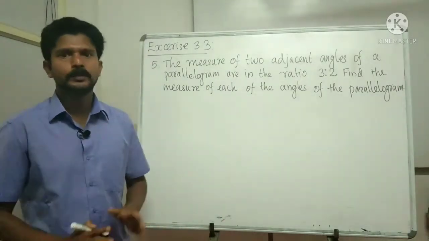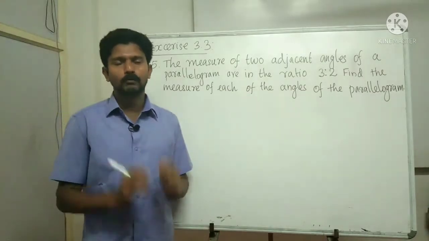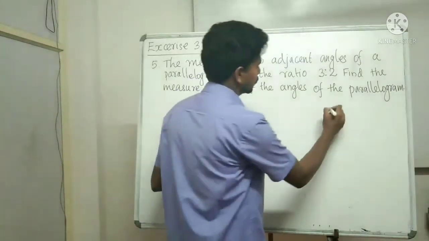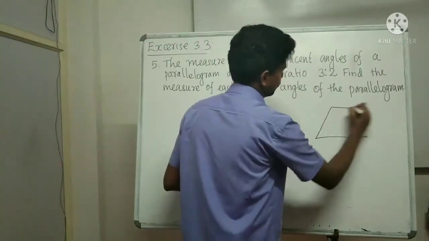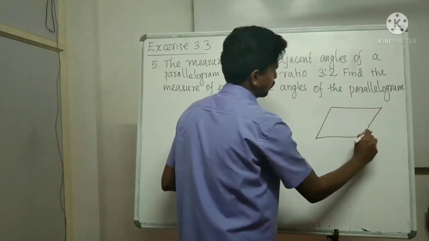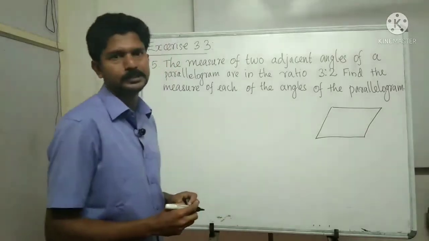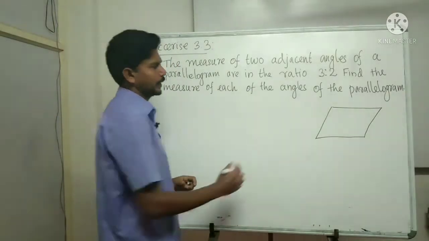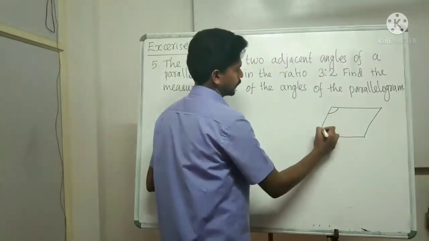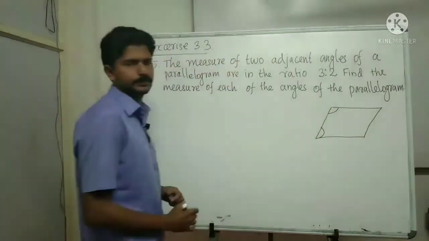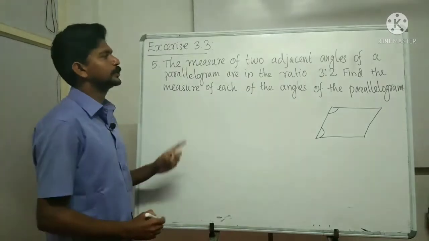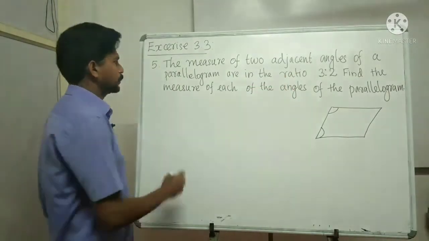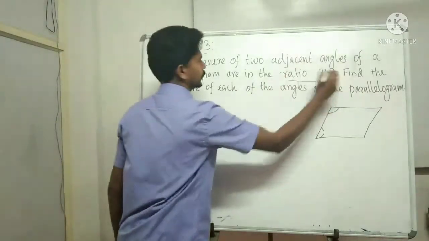A parallelogram is nothing but a four-sided quadrilateral, and the pair of opposite sides are parallel. Here, let us take two adjacent angles. These two are adjacent angles. The ratio of the two adjacent angles is given as 3:2.